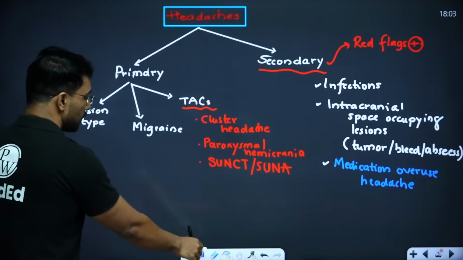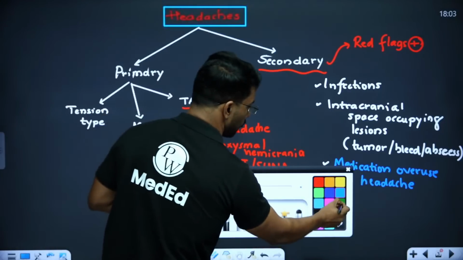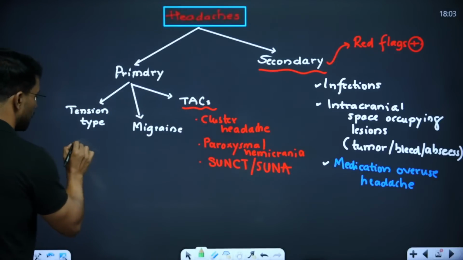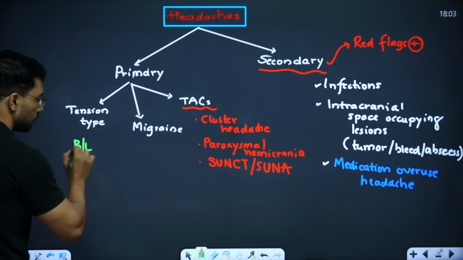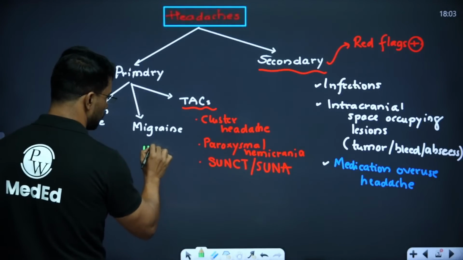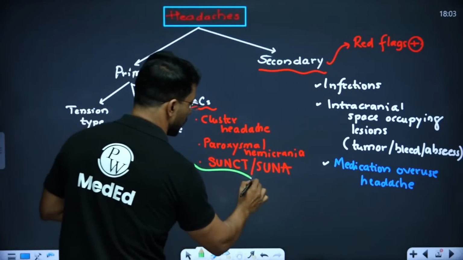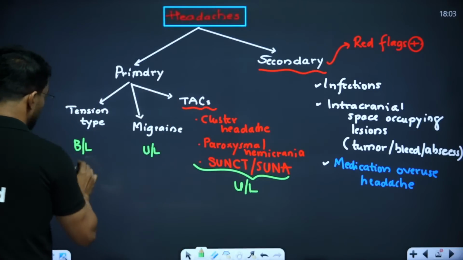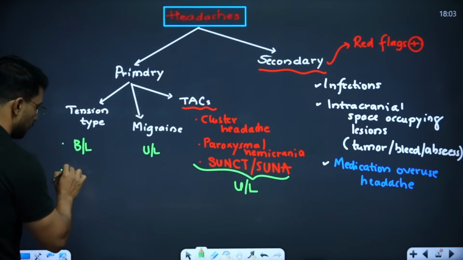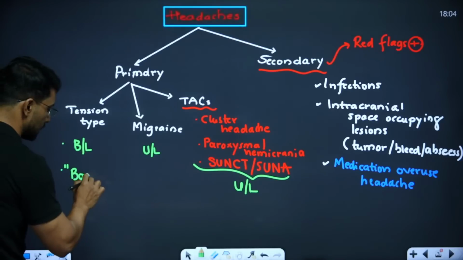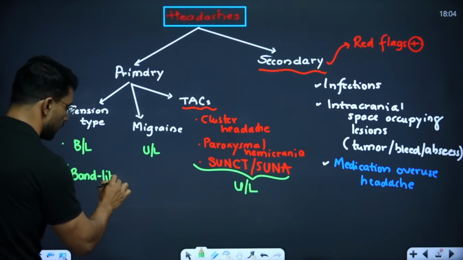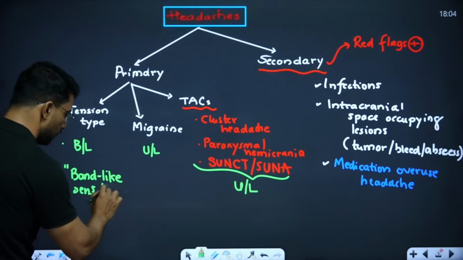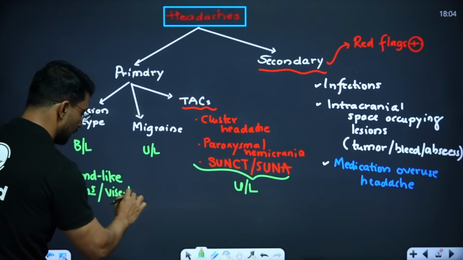Now what are the diagnostic clues in a case of primary headache disorders? Tension type of headache is generally bilateral, migraine is unilateral, and all these trigeminal autonomic cephalgias are also unilateral. Tension type of headache is usually described by a patient as a band-like sensation, which is a very, very important clue in any question. Band-like sensation or vice-like grip.